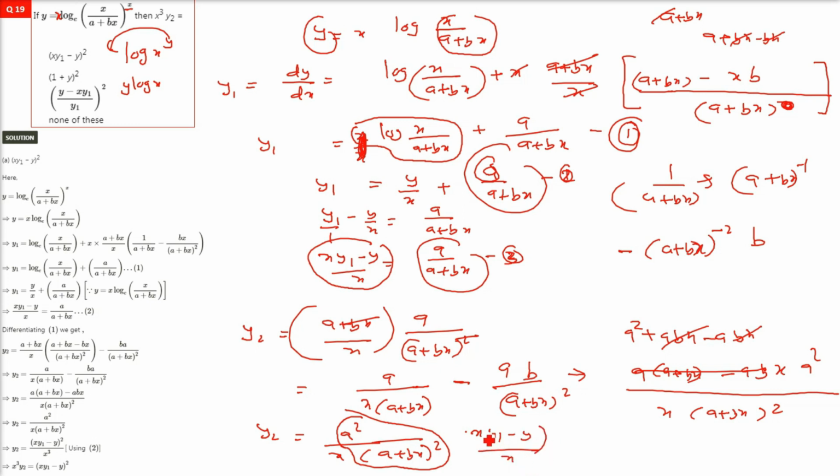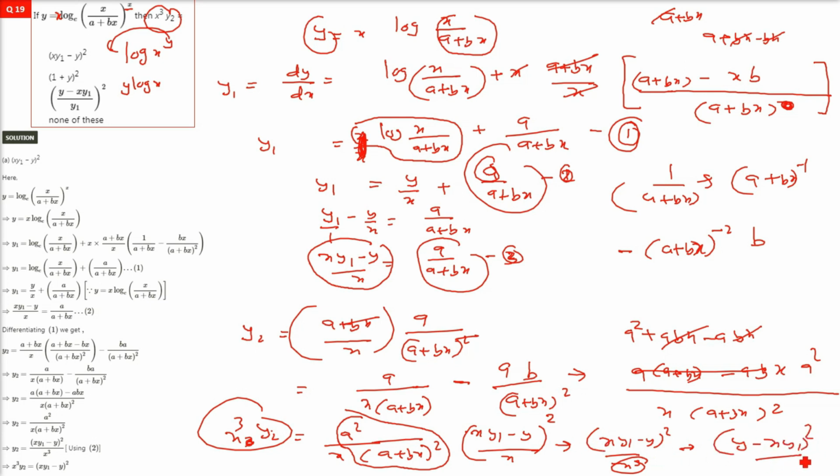So (x y1 minus y) by x whole square it will be, and you have a denominator in the x, so you can write it as (x y1 minus y) whole square by x cube, because x square was already there, x was there. Now x cube, take on the left hand side. It is going to be x cube into y2. That is what is asked in the question, and this is equal to (x y1 minus y) whole square. Remember? We did everything to get x cube and y2 on the left hand side, and whatever comes on the right hand side, that is going to be your answer. It can be (x y1 minus y) whole square. It can be (y minus x y1) whole square, because it is square essentially.